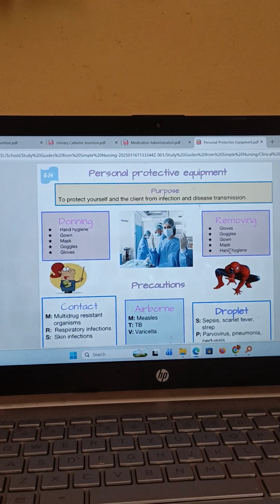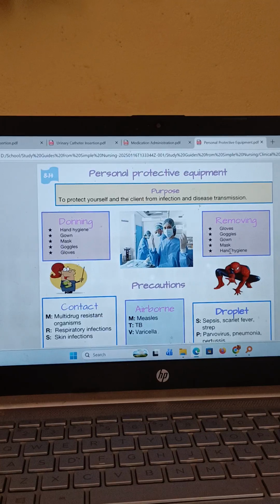Today, let's look at personal protective equipment. So, what's the main purpose of having this personal protective equipment, also known as PPEs? We mainly do so as to protect yourself and the client from infection and disease transmission. That's the main purpose. That's why we use PPEs.